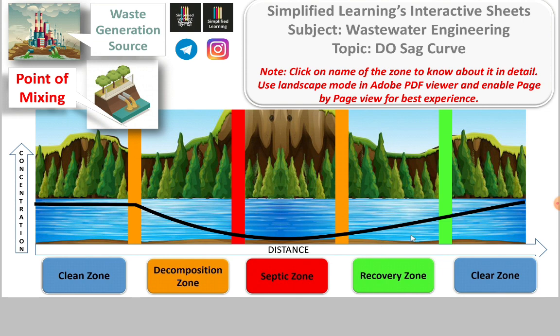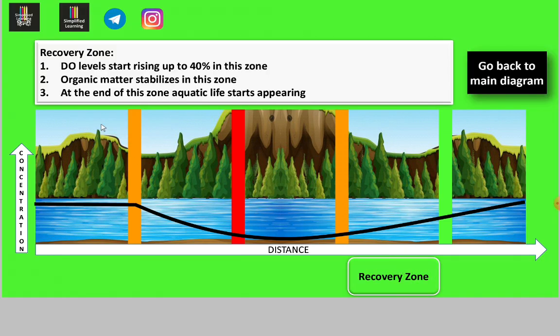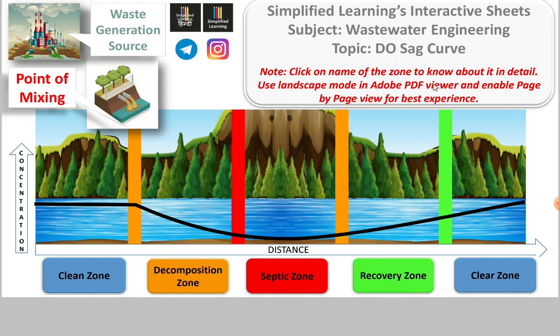Let's say we choose the recovery zone. You can see the recovery zone and all the characteristics of that specific zone, and once you are done, you can go back to the main diagram.